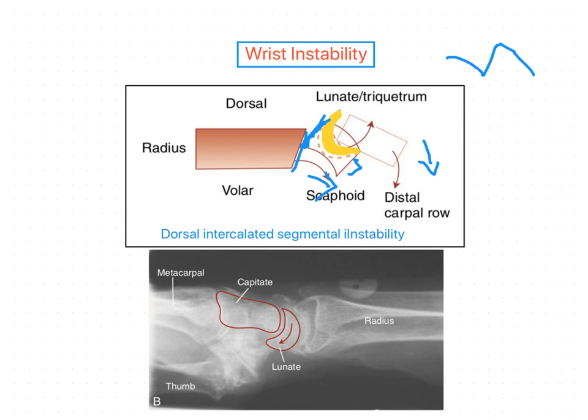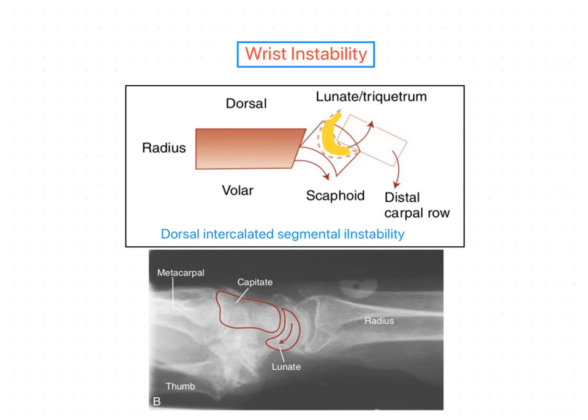So we are not discussing any dorsal or volar here. Such a condition is called intercalated segmental instability. Okay. So it is of two types. One is dorsal intercalated segmental instability and the other is volar intercalated segmental instability. So when is it called dorsal intercalated segmental instability and when is it called volar intercalated segmental instability?